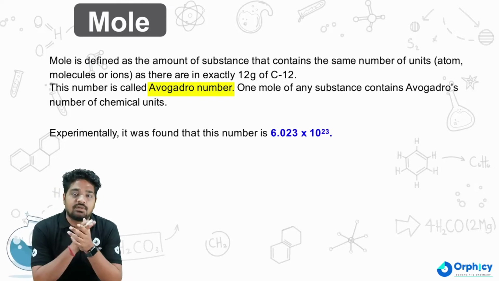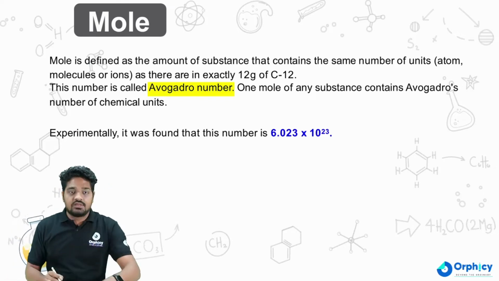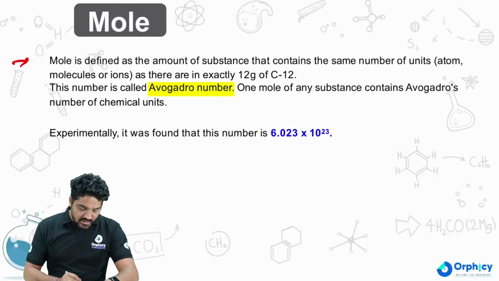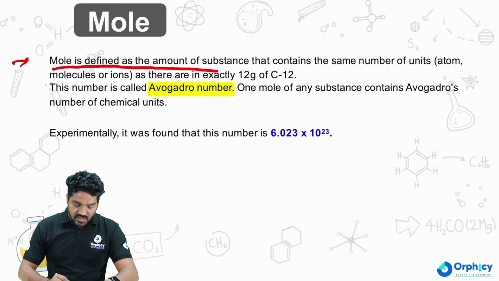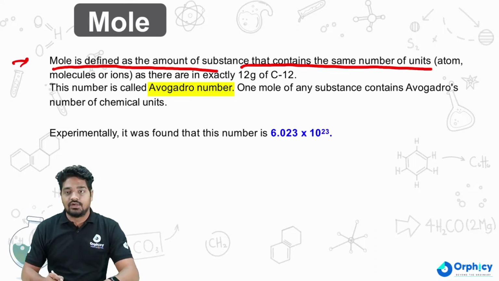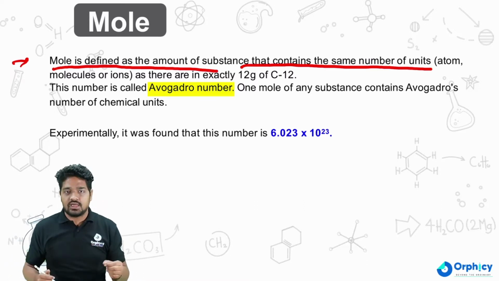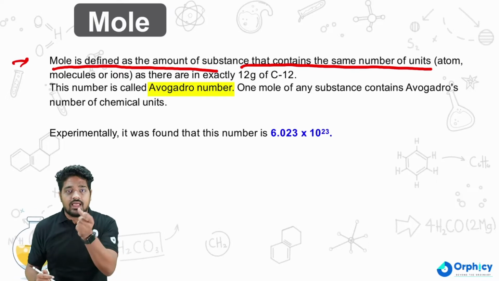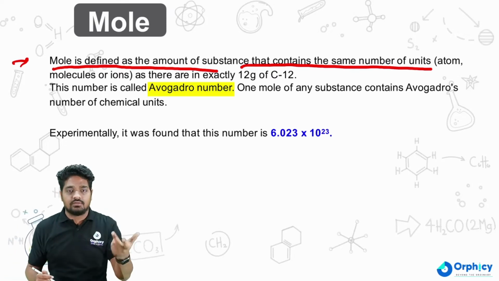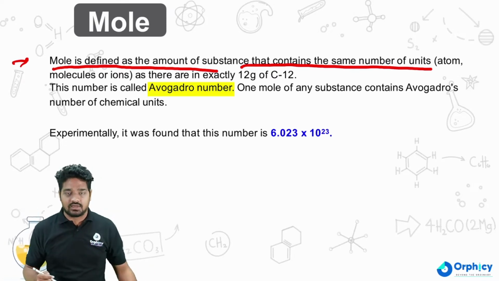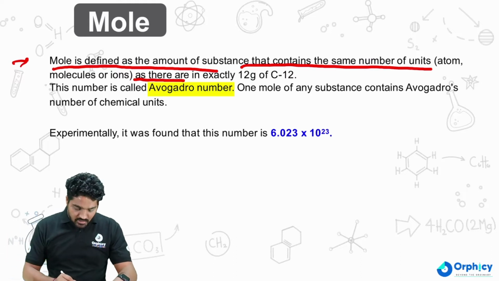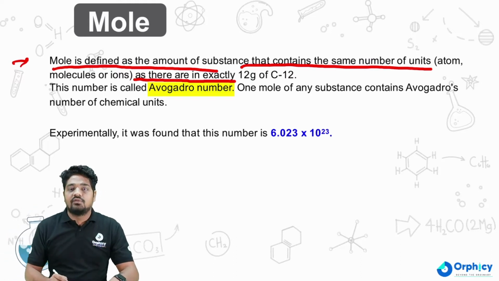बहुत ही इंपॉर्टेंट कॉन्सेप्ट है गाइस। तो सबसे पहले देखते हैं सिंपल डेफिनेशन से। So mole is defined as the amount of substance that contains the same number of unit. एक अमाउंट ऑफ सब्सटेंस जिसके अंदर सेम नंबर ऑफ यूनिट हो सकती है, और यूनिट क्या क्या होती हैं, like atoms, molecules or particles, या किसी भी ions के बारे में अगर हम बात करें, as they are in the exactly 12 gram of C12 atom.